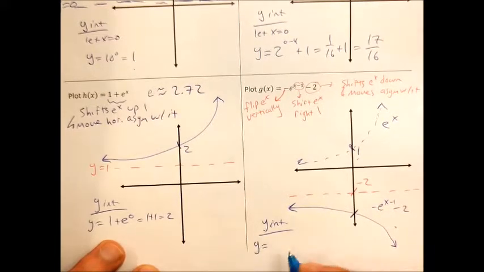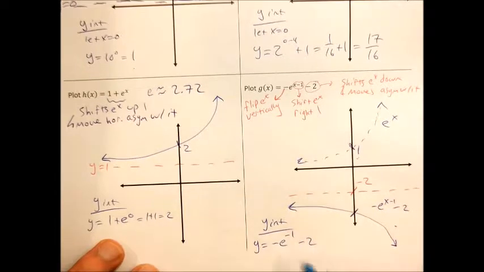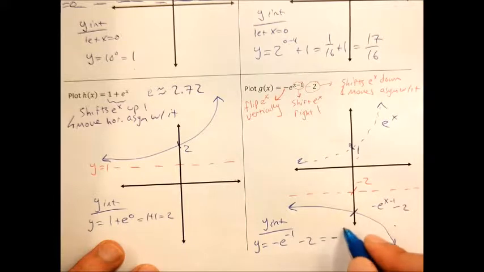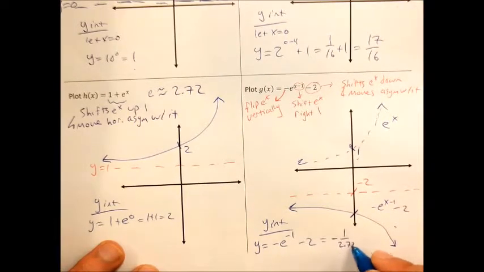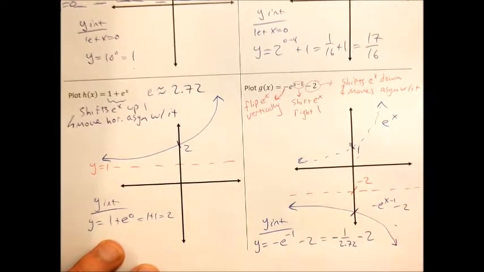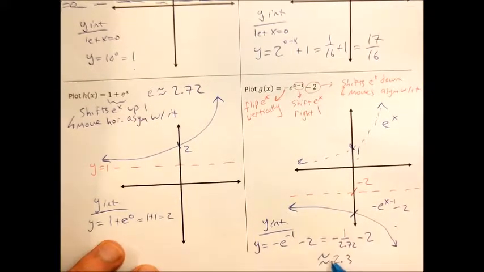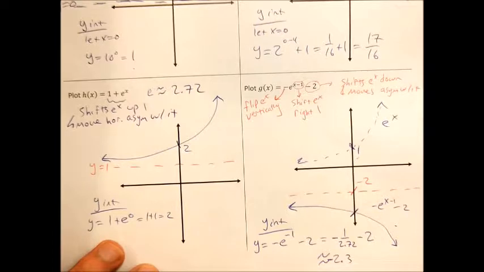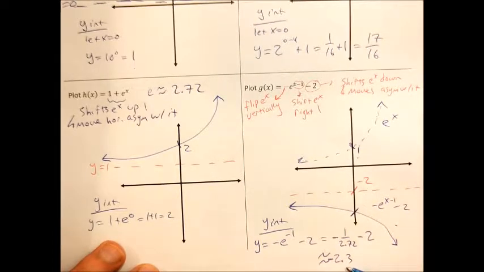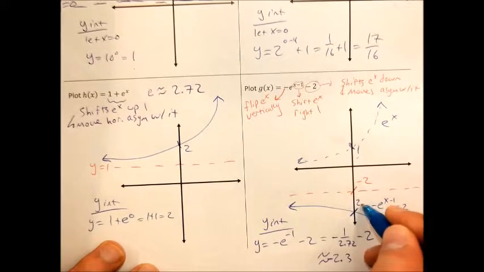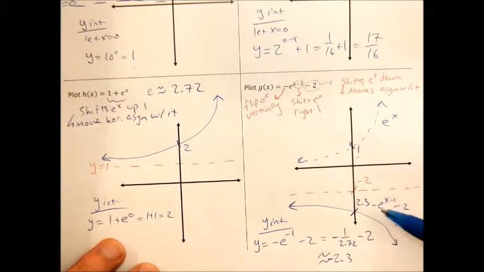So we plug in a 0, and we get -e^(-1) - 2. Right? So if we want to write out what that is, it's like -1 over 2.72, minus 2. And when you plug that into a calculator, that's about -2.3. And so instead of being at -3, it's at -2.3, and that's really how we're showing that it shifted.